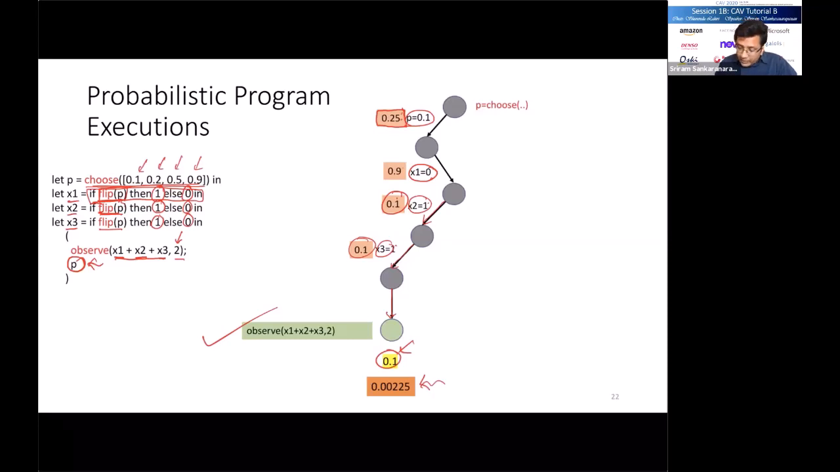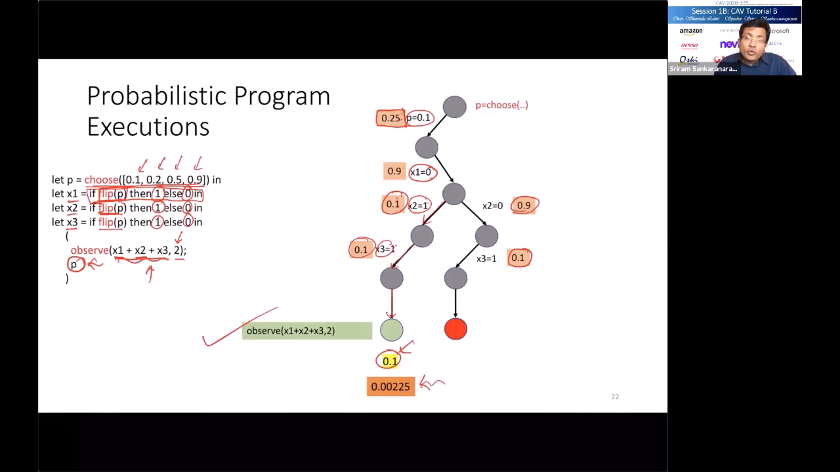All right, let's take another example path. Here, x2 is 0, and that happens with probability 0.9. x3 is 1, that happens with probability 0.1. And this path, unfortunately, is not going to pass the observation because x1 plus x2 plus x3 is 1, which is not the same as 2. So you stop, proceed no further. The probability of this path doesn't quite matter for now. It will matter later on, but right now, we don't have to worry about it. This path is dead, as if it never, ever happened.